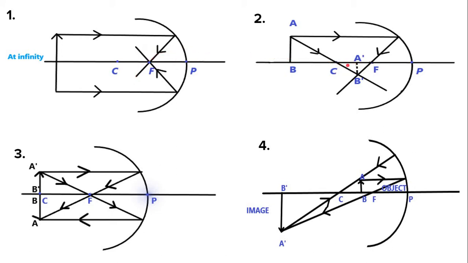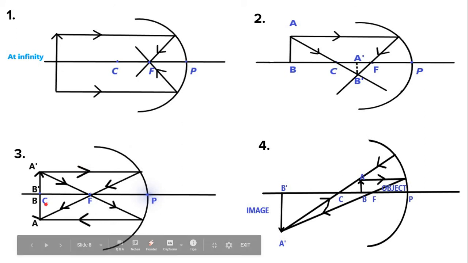In case 2, you can see that the object is beyond C. C means center of curvature. This is the image, and this is the object B, which is beyond C, and the image will form between focus and center of curvature. And here also the image will be diminished, and this image is also real.